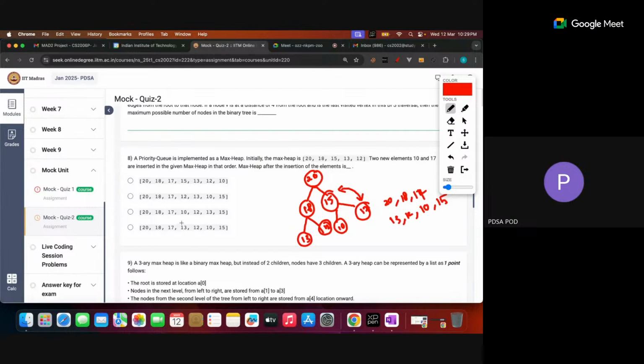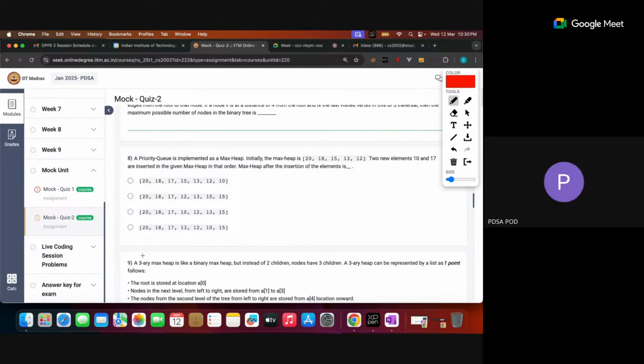So we got 20, 18, 17, and after that 13. This is the right choice. The right choice is D. We make a swap, sir? Yes, we must swap for the insert. For inserting 10, we don't need any swap, because the max heap property is satisfied. But for inserting 17, we need to swap 17 and 15. So the right choice is D. 15 is going to the last.